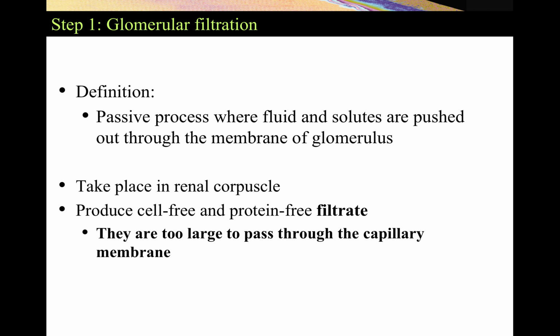And again, note that you will test positive for red blood cells, white blood cells, and proteins in your urine if there is damage to the glomerulus, which causes these really large components to actually pass through and become part of the filtrate and eventually part of the urine and excreted from the body.